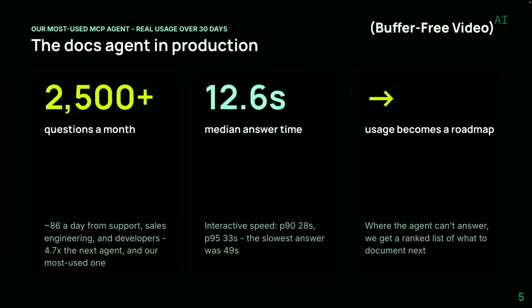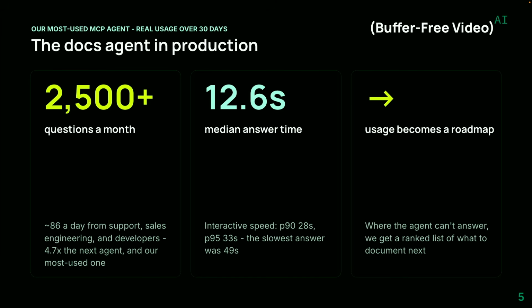Okay, so here's some proof points that it's real. This is our docs agent over the last 30 days. More than 2,500 questions asked, about 86 a day from support, sales engineers, and developers. It's our most used internal agent by a wide margin, almost 5 times the next one. It's fast. The median answer is under 13 seconds. The slowest we ever saw was 49 seconds.